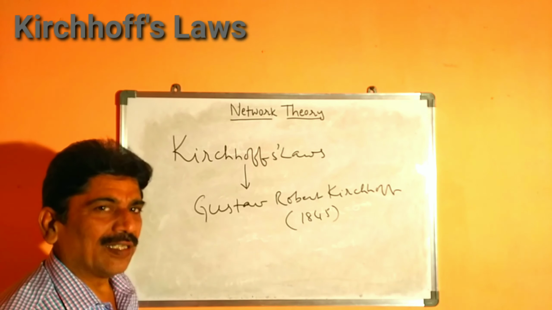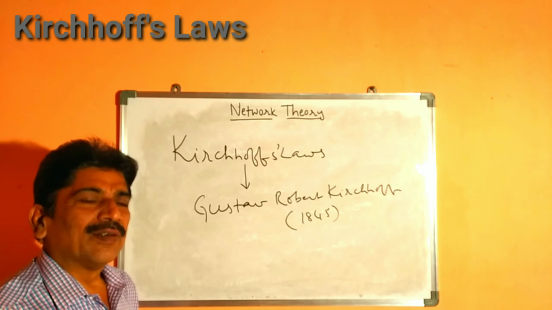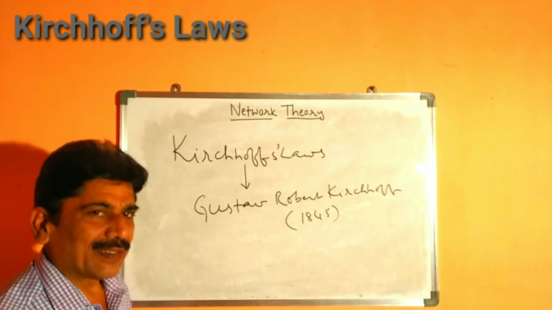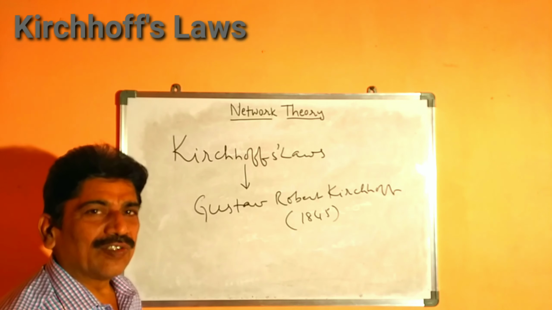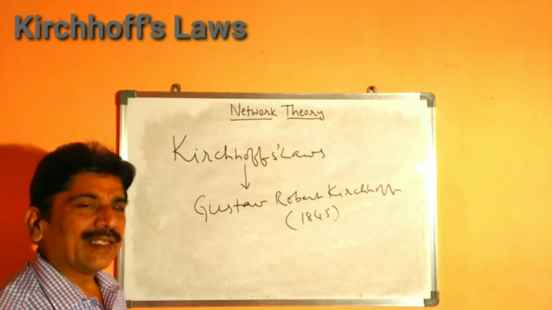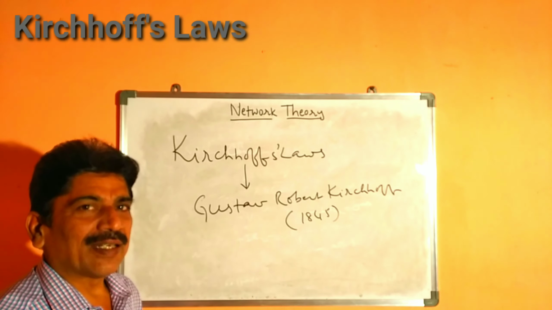You know what are the circuit elements? They are nothing but the voltage sources, current sources, resistors, inductors and capacitors. So the main aim of these Kirchhoff's laws is to find out currents and voltages across the circuit elements in any branch of the circuit.